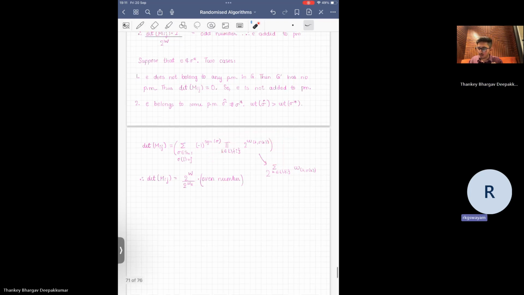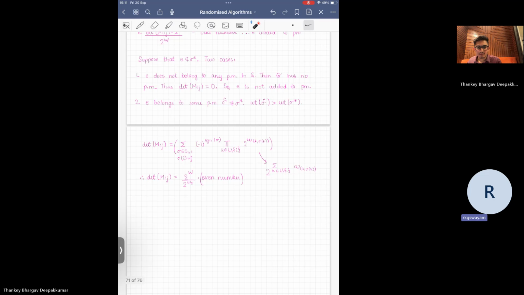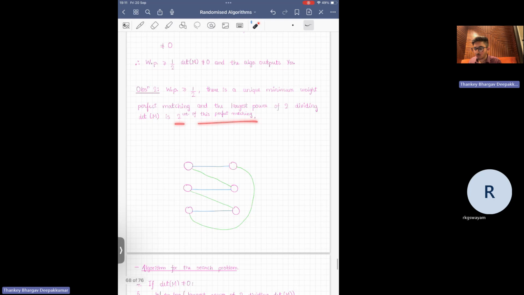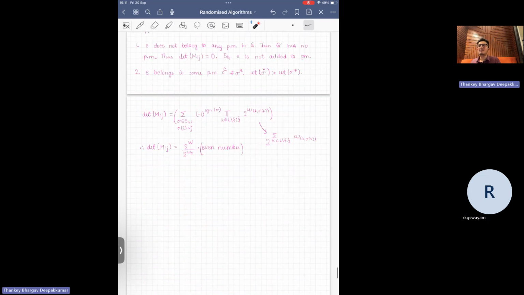But this is capital W and not the smaller one. Capital W used to be the log of the maximum power of 2 which divides the determinant of M, and from observation 2, that's the weight of the unique minimum perfect matching. So that's the weight of sigma star, right? Now I understood. So you were asking if I'm using observation 2 or not. Yes. So from observation 2, W is the weight of the unique minimum perfect matching sigma star.